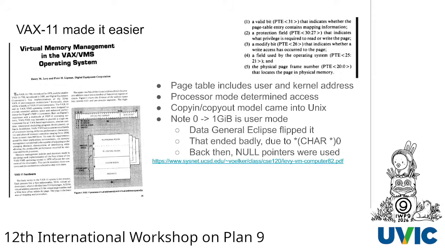Data General Eclipse flipped it, which caused no end of problems because it turns out a lot of Unix programs, including the Bourne shell, use null pointers like crazy. So you hear nowadays, oh, null pointers, nobody uses that. Well, back in the day, null pointers were very commonly used because the address space was so small. That's a fun read, by the way, if you get a chance. And then they grabbed random bits in the PTEs to mean things. But the big thing here is higher bit set means you're highly privileged.